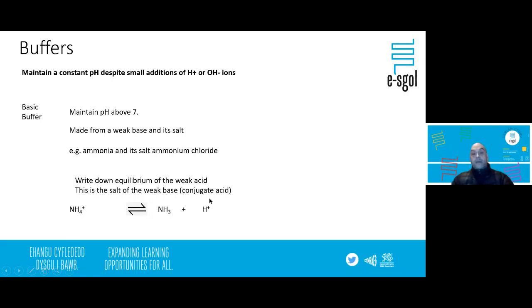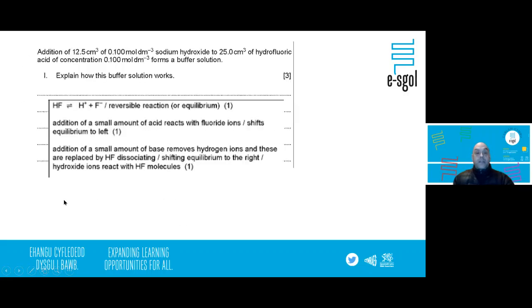And then we can talk about, if I add hydroxide ions, these are removed. Because this is a weak base, it can actually generate more OH- ions to replace them. So these will remove the hydroxide ions. And if I put H+ ions in, these will absorb those H+ ions and shift equilibrium that way. And then just finally, I'll just put that there. There's a typical exam response.